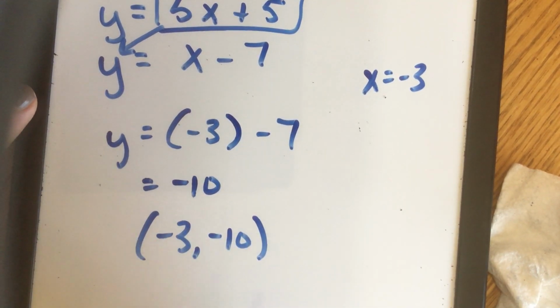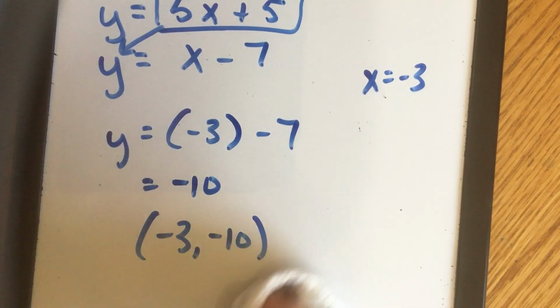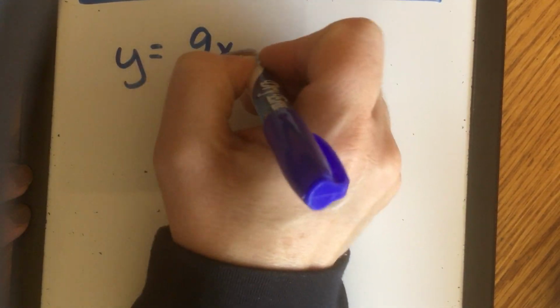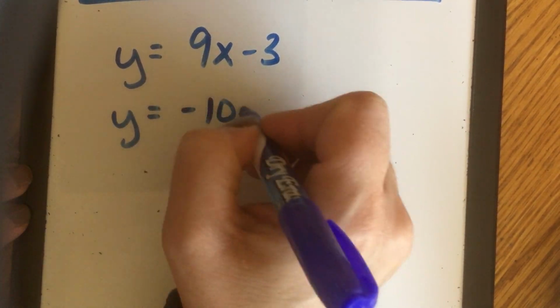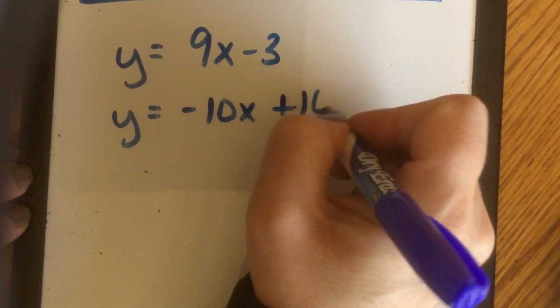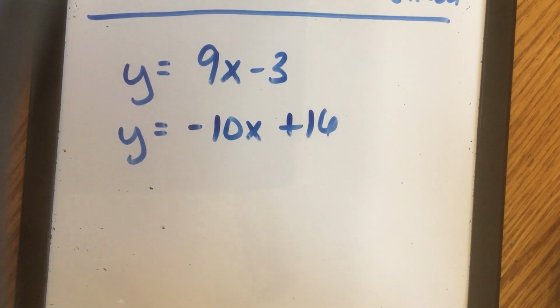My answer is x, y. Okay, so let's do another one. After I write it out, you can pause the video and work on it yourself. So we have y equals 9x minus 3 and y equals negative 10x plus 16. Okay, so this would be a good time to pause the video if you feel like you know what to do and see if you can solve it. When you're done, then just hit play.